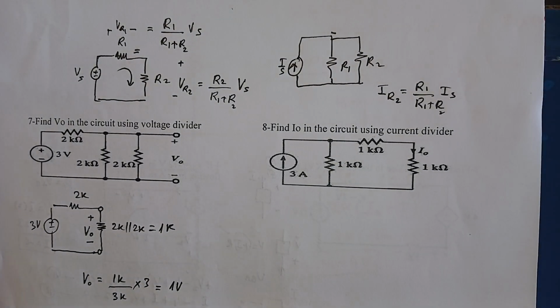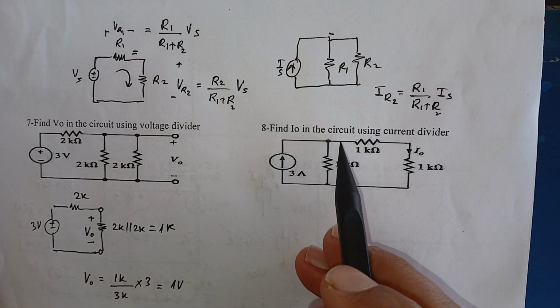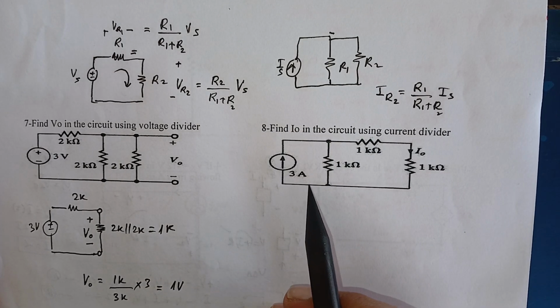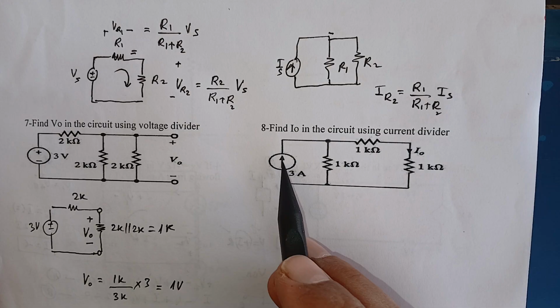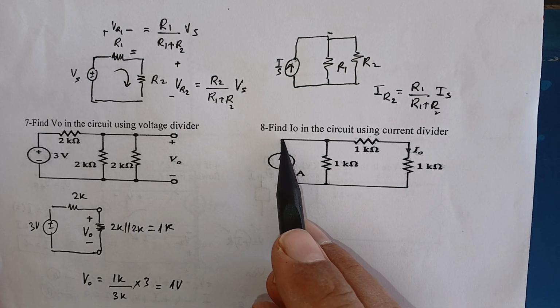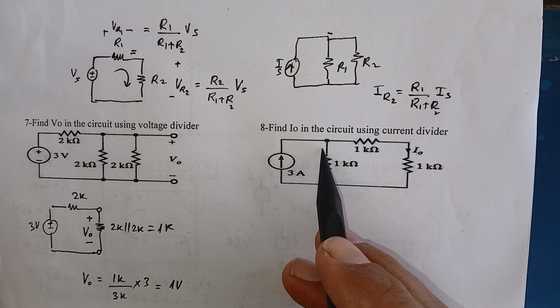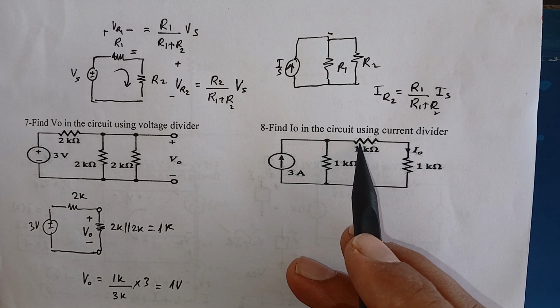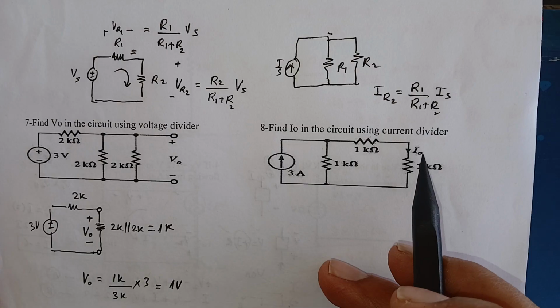Let's discuss the last problem, which is problem 8. Find I naught in the circuit using current divider. This circuit is given like this. A 3 ampere current source is giving a current, and now at this node it is being divided into two branches. One is this one and one is this one, and we want to find I naught.